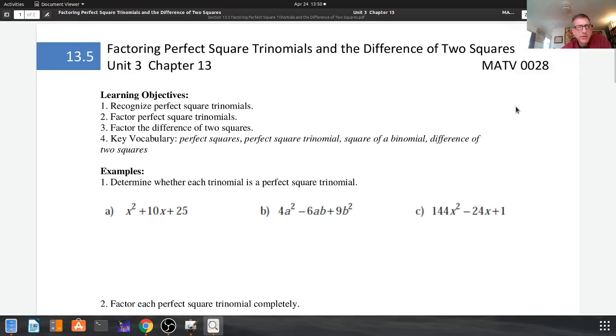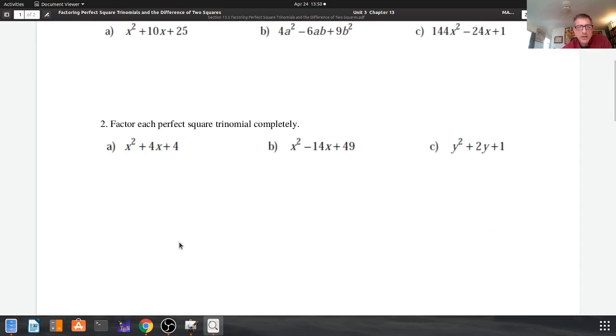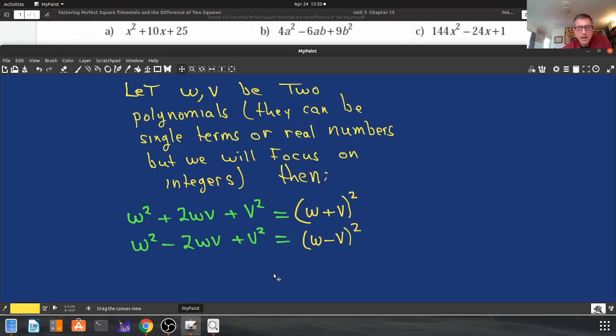So we're going to do 13.5, and the focus on this is to factor, without using a table method or doing much difficult work, two types of polynomials. They're called perfect squares and difference of squares. So let's bring up our guide.